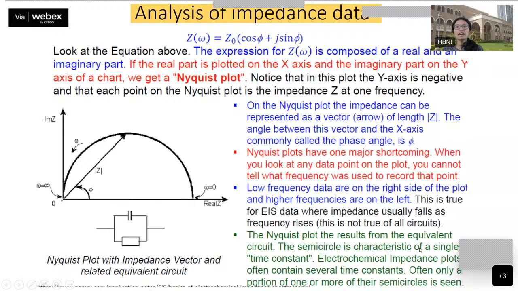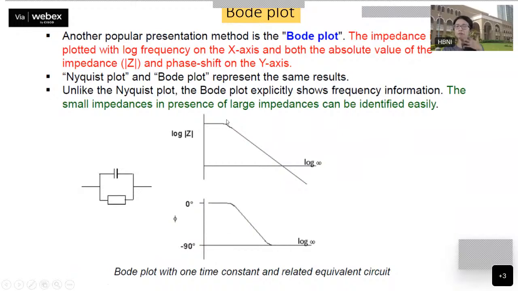The semicircle is characteristic of a single time constant. So for a single time constant, you are going to see one semicircle. But mostly, when you are recording EIS spectra at different points, you will never find such a complete semicircle. It will generally come up to here probably, and then it will move on. So why is that? But before we go into the details of the Nyquist plot, there is one more type of plot which we can do.